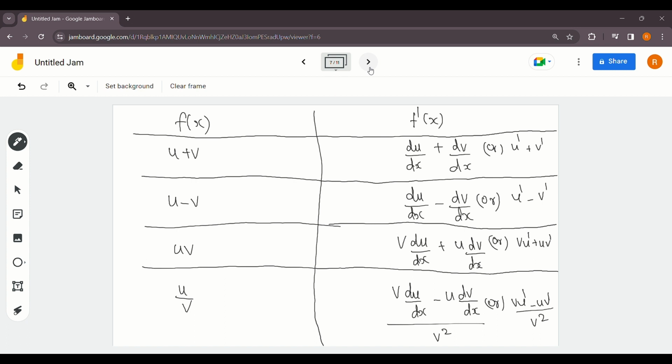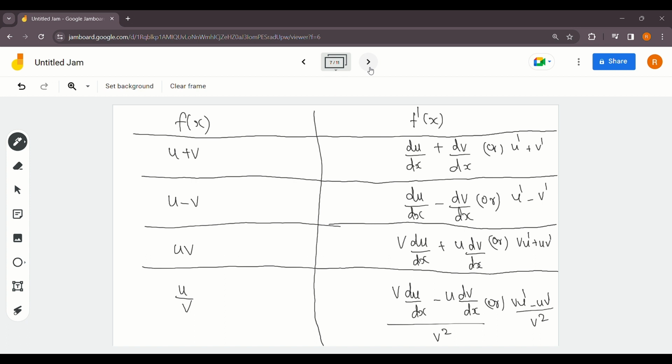Similarly, u minus v's differentiation is du by dx minus dv by dx, where both u and v are functions of x, and du by dx can now be written as u dash, dv by dx can now be written as v dash. Similarly, uv, product rule.